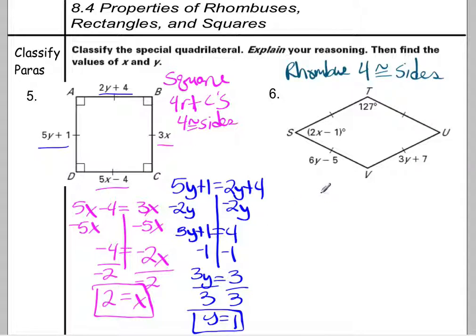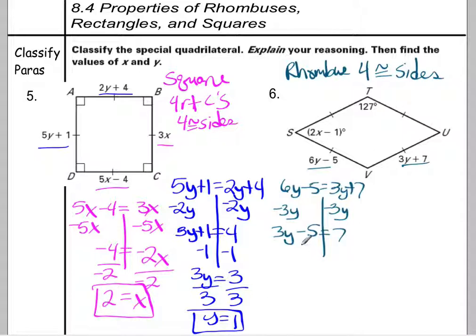So looking here at my x's and my y's, all the sides are congruent, so the pieces with the y's, I can set those equal to each other. So I'm going to get my y's together. There's more on the left, so I'm going to subtract 3y from each side. Add 5 to get the 3y alone. And divide by 3 to get y alone. So y is 4.